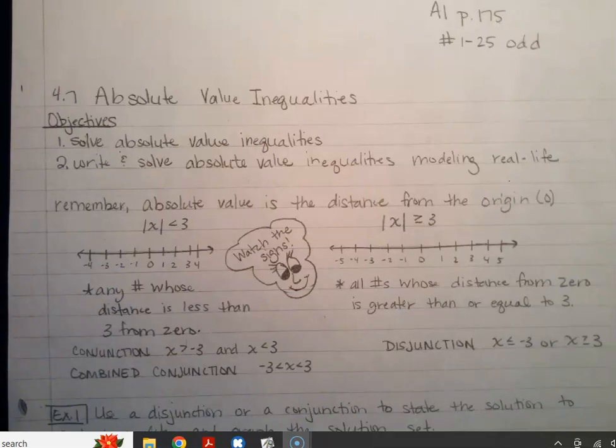All right, so remember, absolute value is the distance from the origin, and the origin is 0 on a number line. So if we look at the absolute value of x is less than 3, how would we graph that? Start at the 3, open circle because it's not equal to. Good. And then we would go left. Okay. All right, very nice.